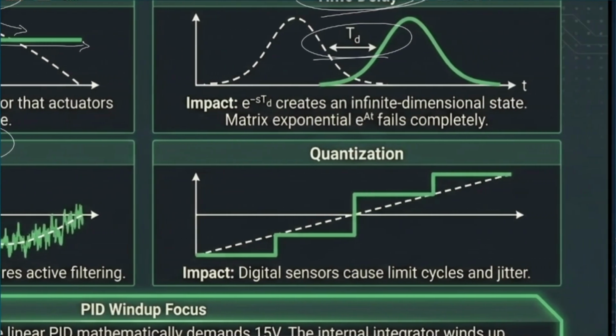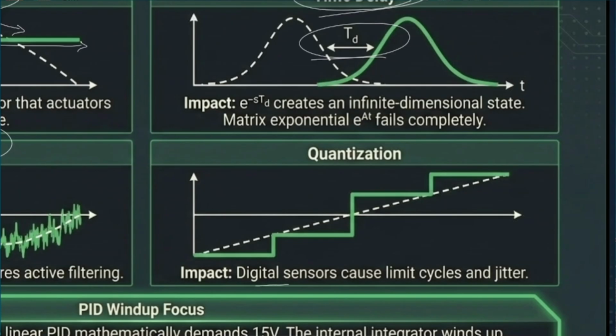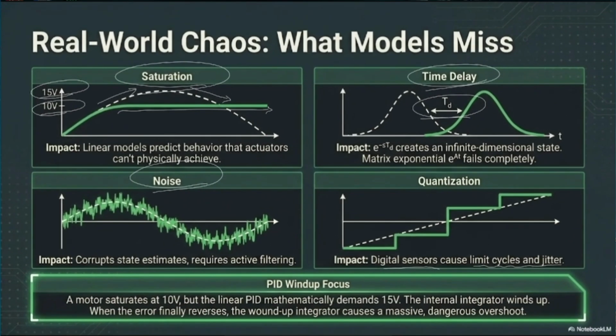And finally, there is quantization. It means that digital sensors could cause limit cycles and jitter. We can have the step size that we want, but in the meantime our sensors cannot handle that. So while trying to deal with that, you have to be very careful.